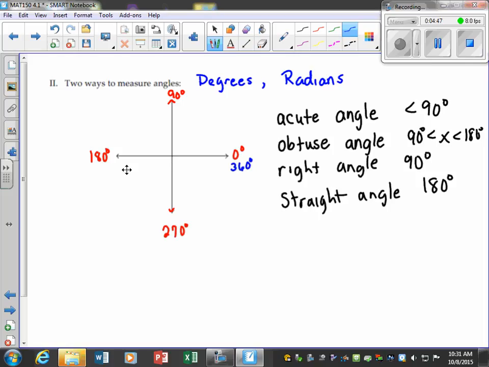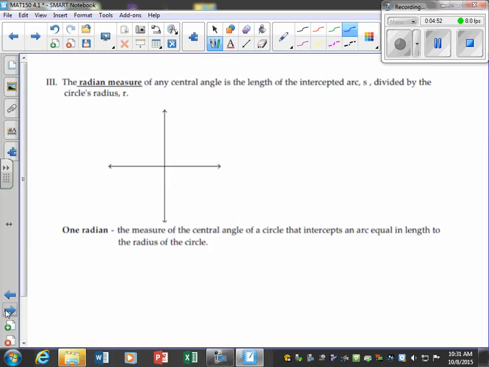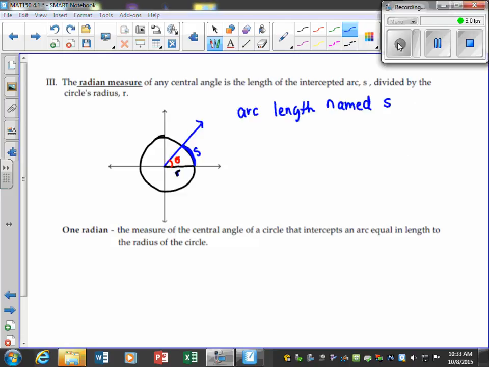So let's look at radian measure. So that's degrees, which is pretty intuitive for us. And now we look at radian measure. The radian measure of any central angle is the length of the intercepted arc S divided by the circle's radius. So let me just draw a picture real quick.